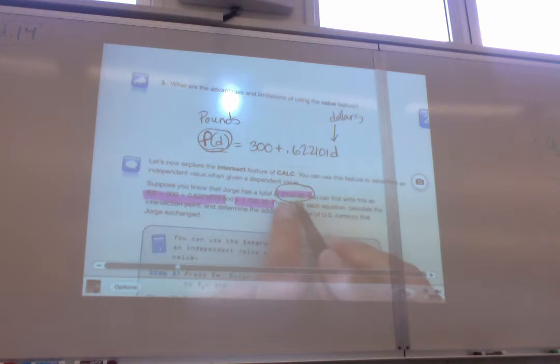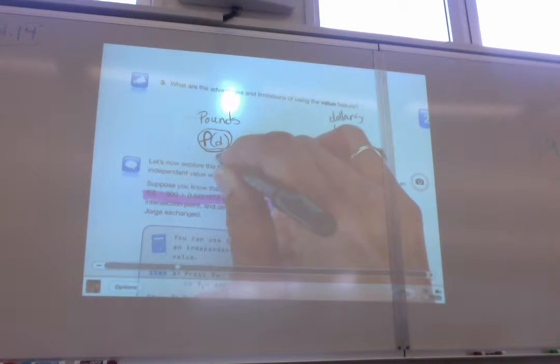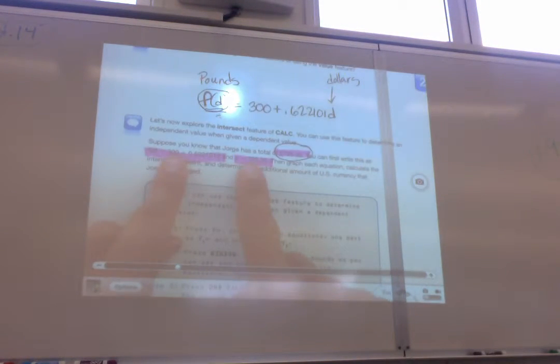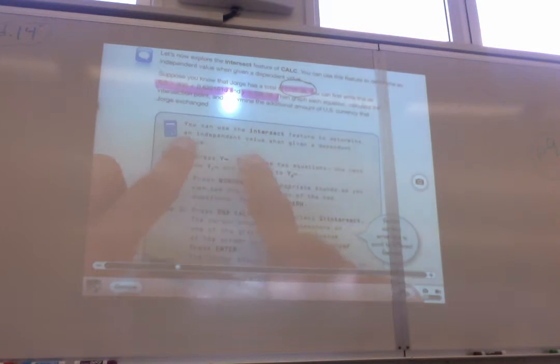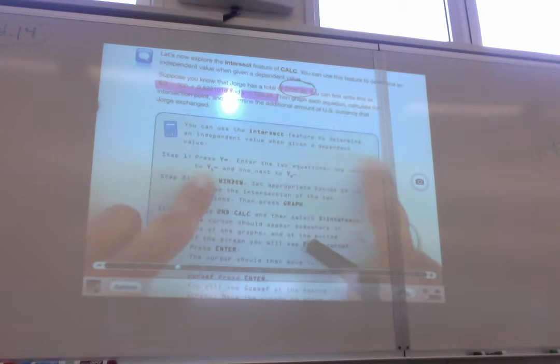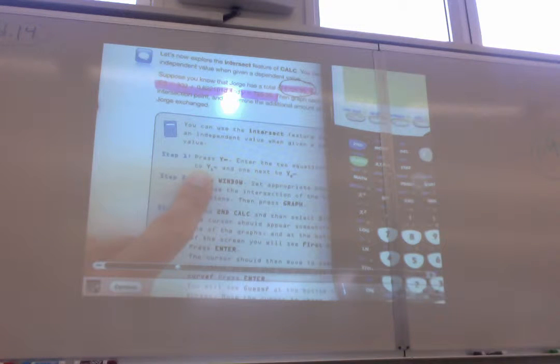All right, so what they're giving you in this problem, this 725, is an answer. If we were going to solve, we'd put it over here. But they're going to show us a different way. They're looking at it in terms of two different kinds of things, the function and the y equals. All right, so hold that in your head. Maybe I'm getting ahead of you. We'll look at the steps. You can use the intersect feature to determine an independent value when given a dependent value. Press y equals. Everybody, calculator on.